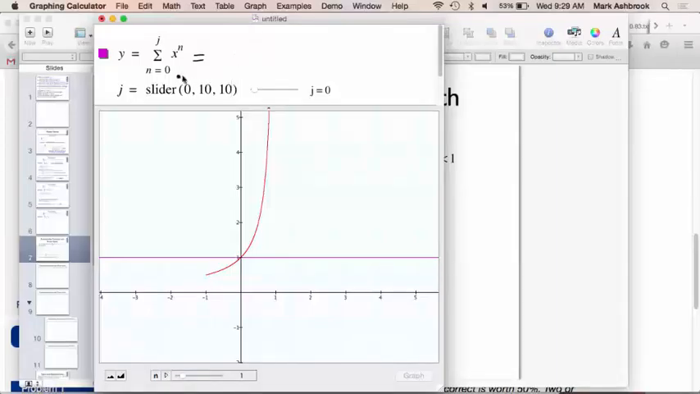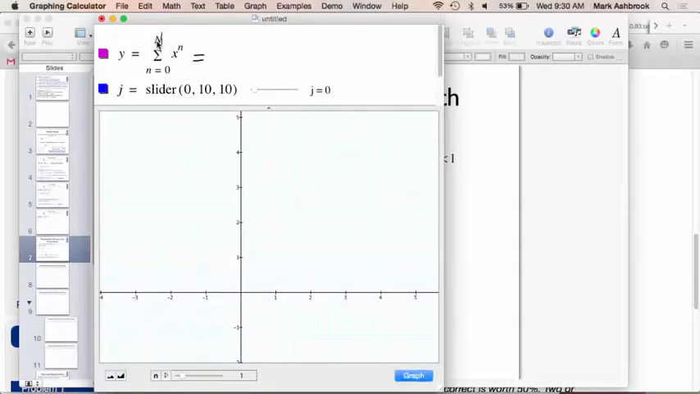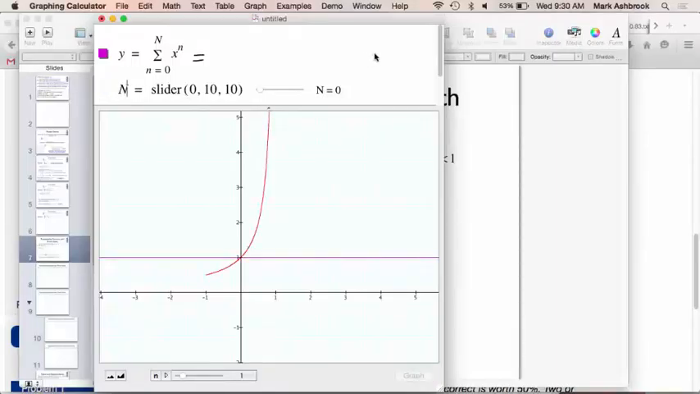So when j is 0, if I go from n equals 0 to 0, then what do I get? What is that sum? Right now the value of j is 0. Let's make it a little clear here. Okay, that's better.